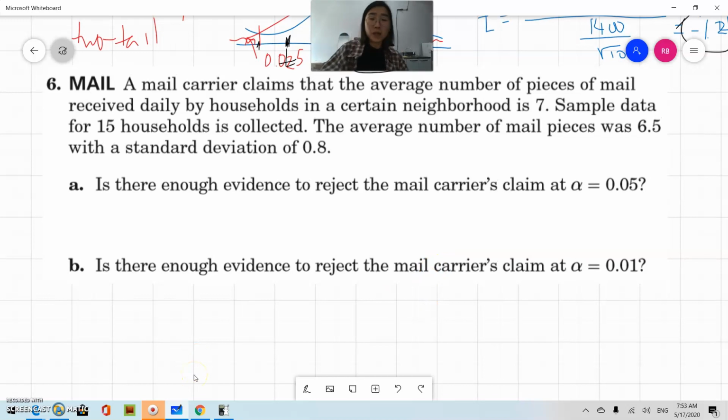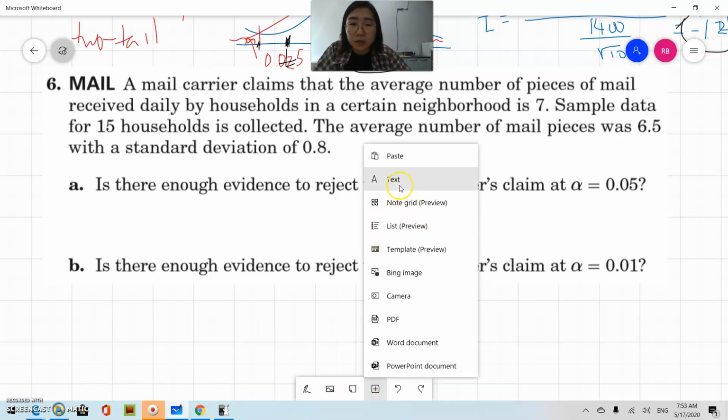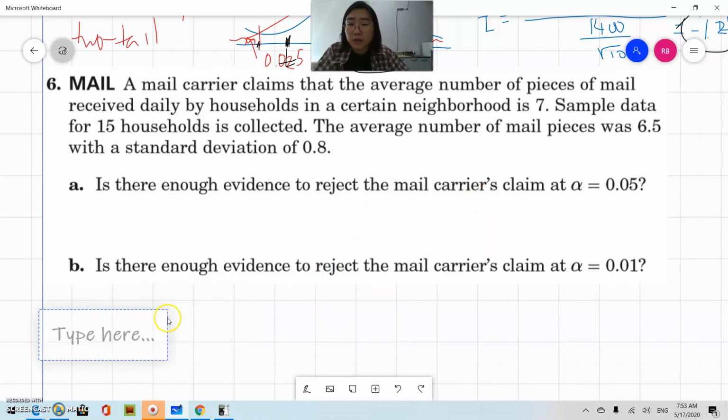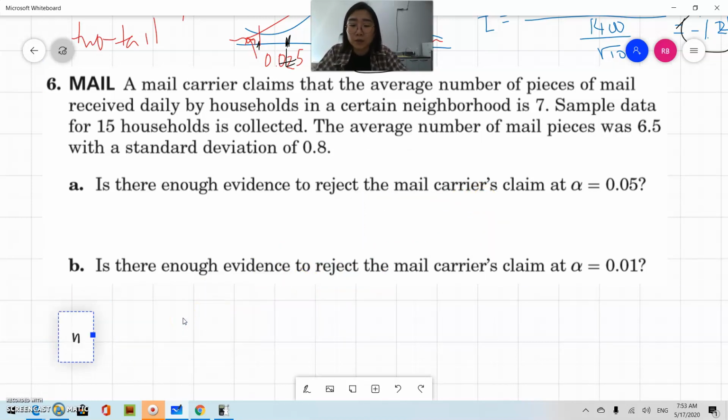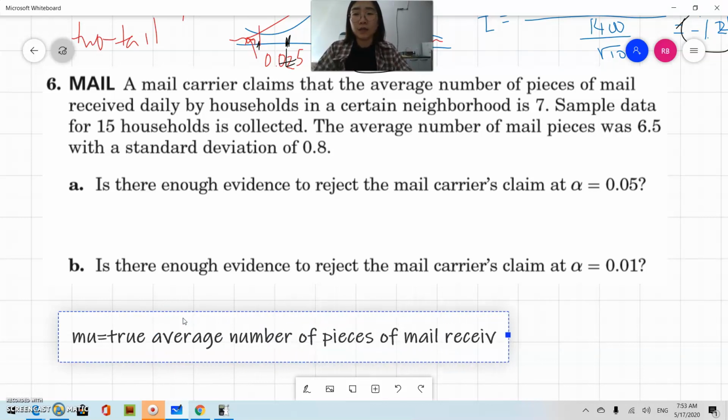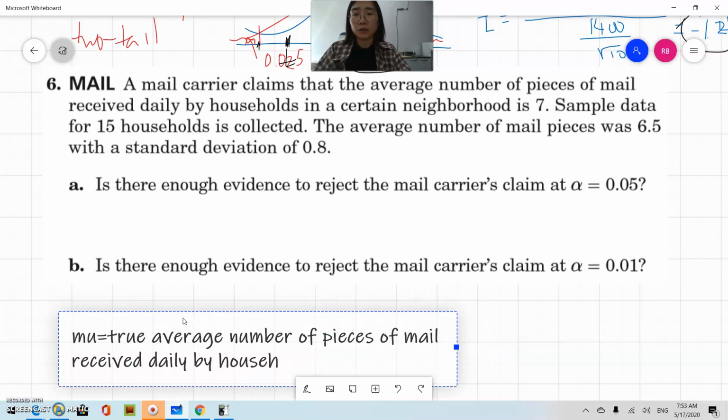formally here. All right, so a mail carrier claims that the average number of pieces of mail received daily by households in a certain neighborhood is 7. I'm just going to type because it's a lot more to write in pen. So first thing first, we need to define the mu. So the mu is true average number of pieces of mail received daily by households in this neighborhood.